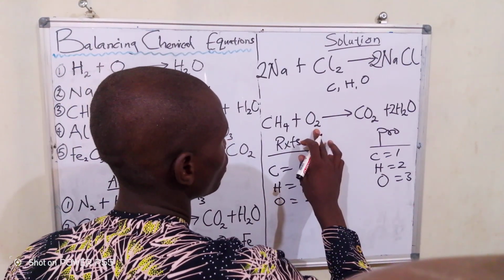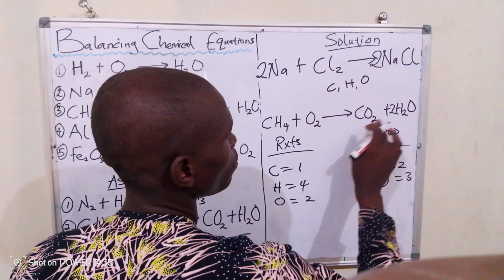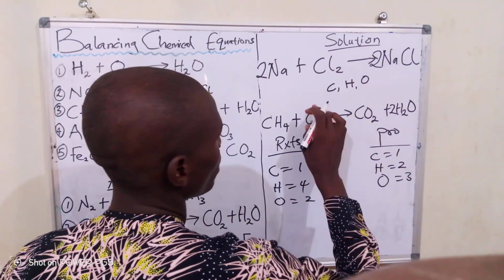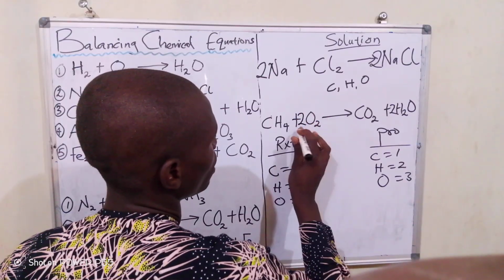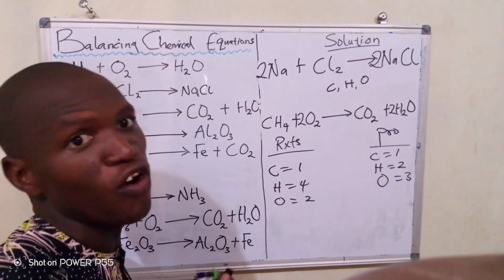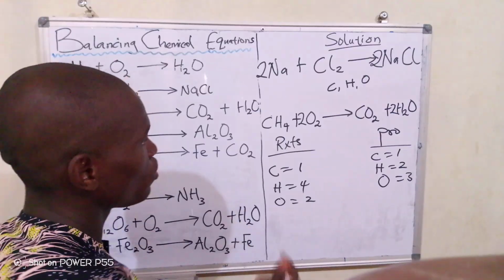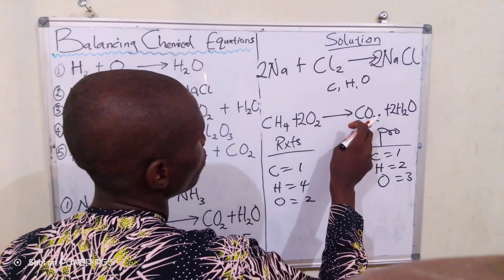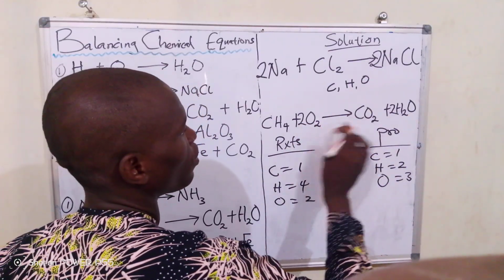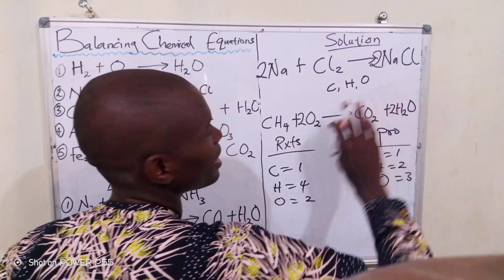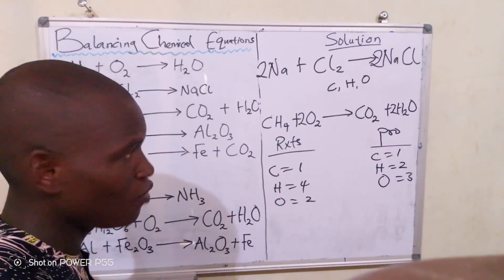So here we have oxygen 2. Here we have 2 and we have 2 here, making 4. So we have to make the reactant side 4 too by adding 2 here. So that 2 times 2 will give us 4. Is this clear? So you can now see that carbon 1, hydrogen 4, hydrogen 2 times 2, 4, oxygen 2 times 2, 4, oxygen 2 here, making it 4. Balanced. I hope this is clear.